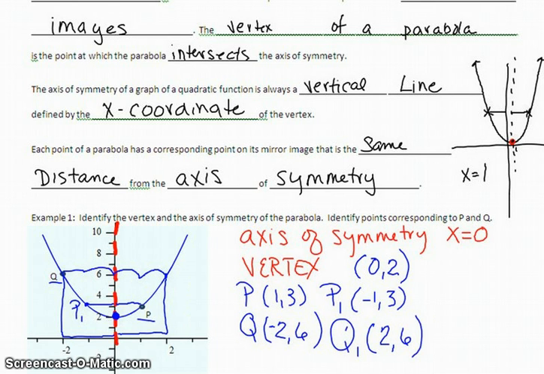So for each point on that graph, there is a corresponding point on the other side, meaning you can split the graph into 2 sections, fold that paper right on my axis of symmetry, and the 2 sides will match up exactly.